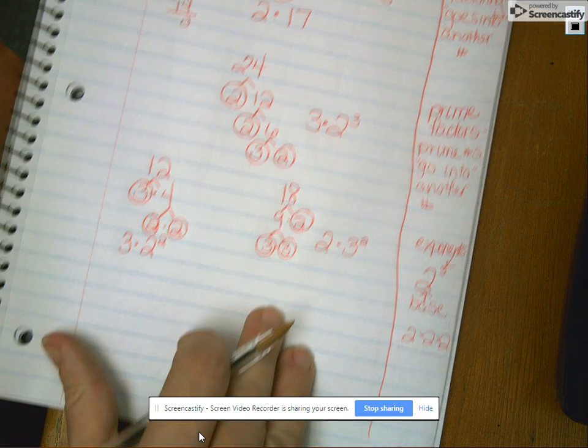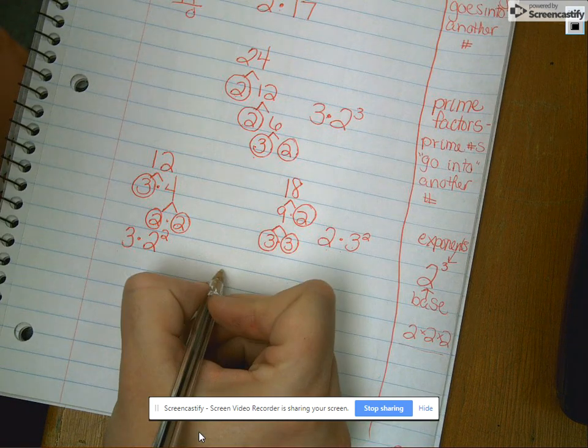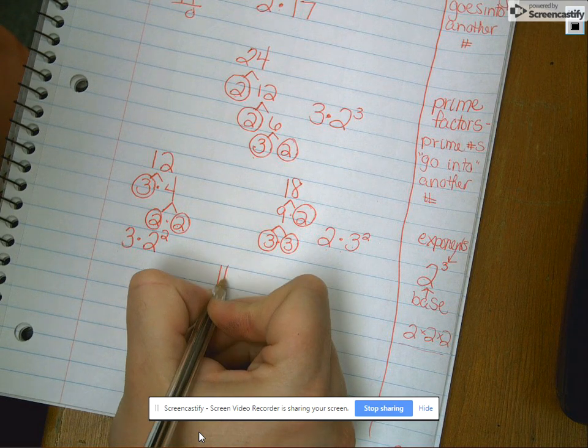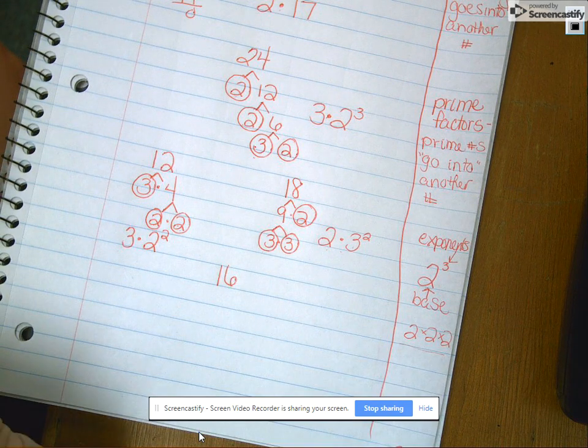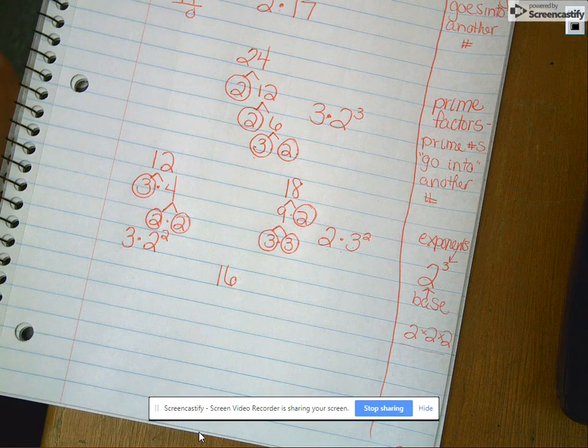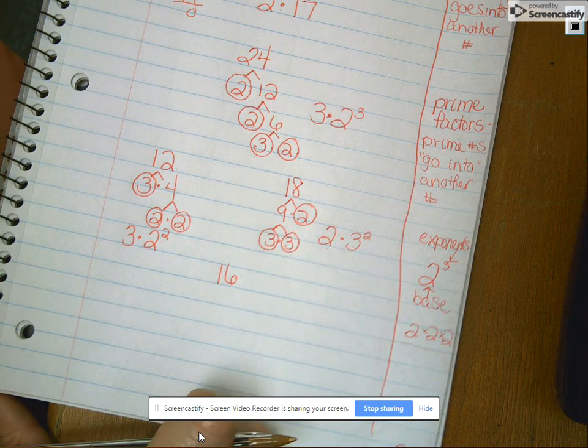Okay, now I would like for you to try one on your own. Try the number 16. Go ahead and pause the video now for students to get finished. Please put your head down when you're finished factoring 16.